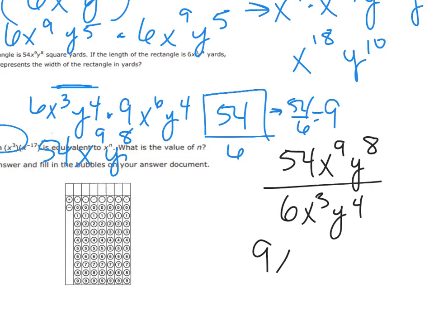So 9 minus 3 is 6. 8 minus 4 is 4. And so that's the other way I can verify my answer.